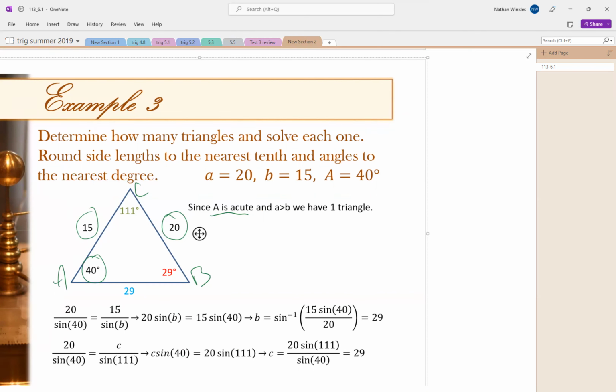We can now find angle C. Angle C is equal to 180 minus 40 minus 29, which is equal to 111. The last thing we need to find is little c. So 20 over sine 40 is equal to side c over sine of 111. So c sine 40 equals 20 sine 111. So c is equal to 20 sine 111 over sine 40, which is also equal to 29. Remember, this was 29 degrees. This is a length of 29. So there is a big difference in those two.